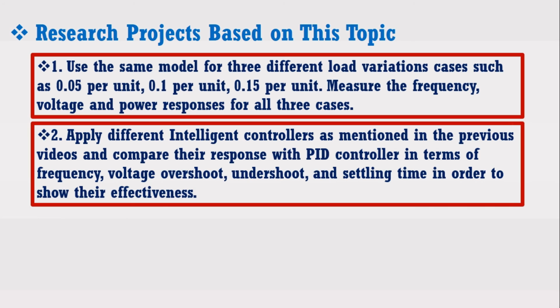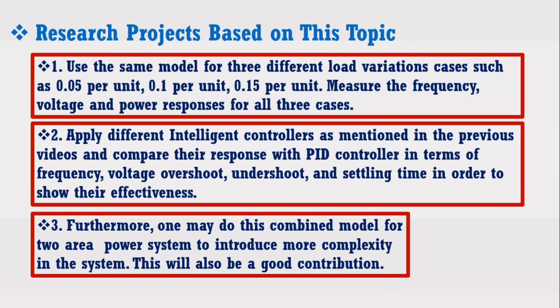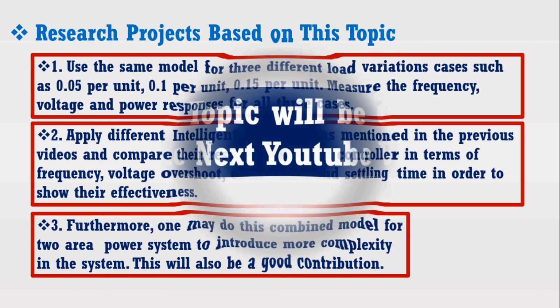Number 2. You may also consider various intelligent controllers to compare their response with PID controller in terms of frequency, voltage, overshoot, undershoot and settling time in order to show their effectiveness. Number 3. You can also design this combined model for two-area power system to introduce more complexity in the system. This will also be a good contribution.